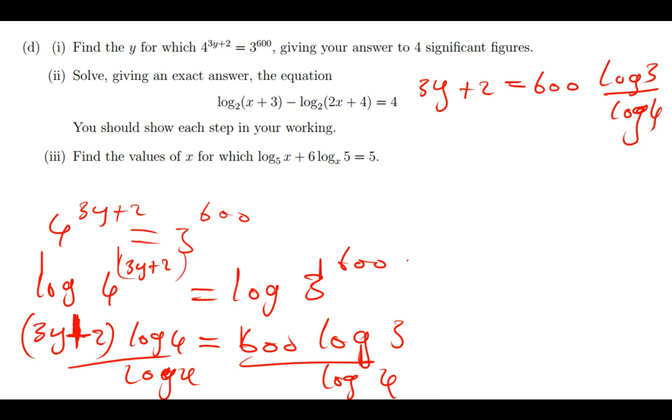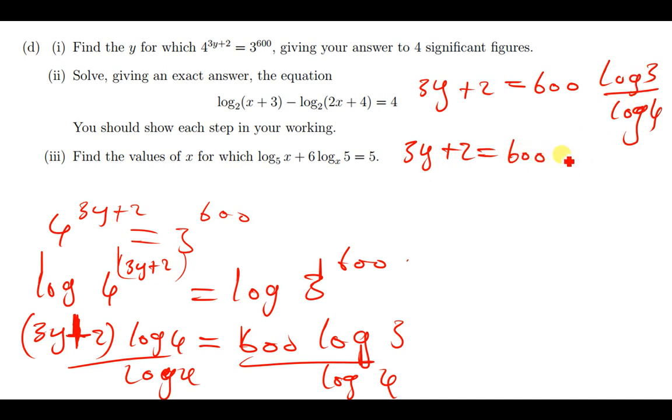And then they want us to find the value of y. So we can just take this to the other side of the equal sign. Or according to me, since I don't have a calculator, what I can just do with this equation is make y the subject of the formula. So this part can be written as, let me write this first, plus 2 is equal to 600.